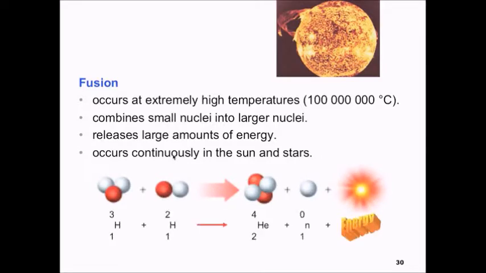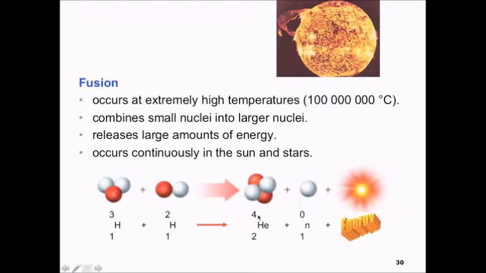Now here's an example of it here. In this case, we have two isotopes of hydrogen. This one is called tritium with an atomic mass of 3, and this is deuterium with an atomic mass of 2. Now there's so much energy and pressure on the sun that they can be forced to combine together, and they wind up making helium, and we get a neutron produced.